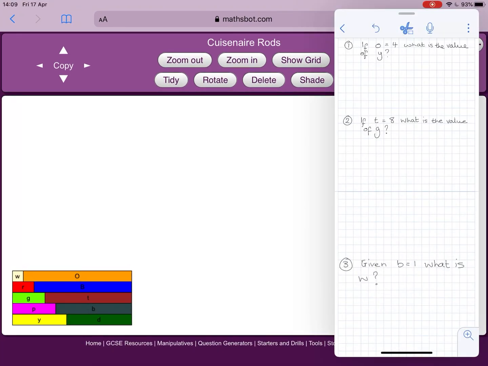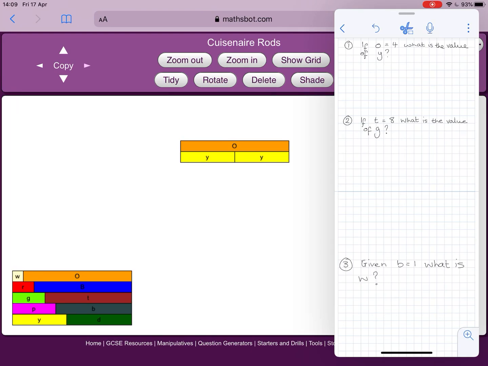So first one, if O equals 4, what is the value of Y? So I need O, so I drag it. You can use your mouse to drag O from the pile, and I need Y, so I'm going to put that up there. It needs to be on the end matched up completely, and then I can copy, and it allows me to have another. Now that fits nicely, making 2 equal length bars.